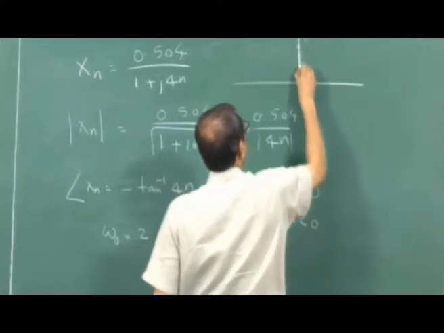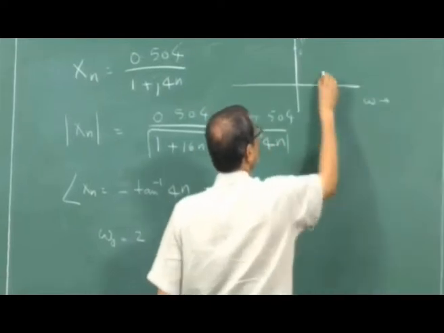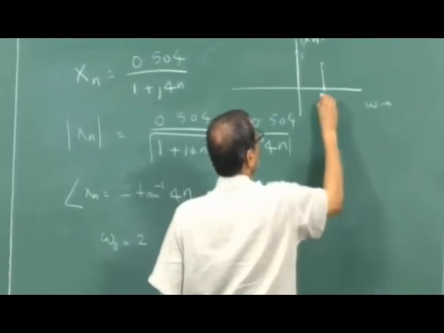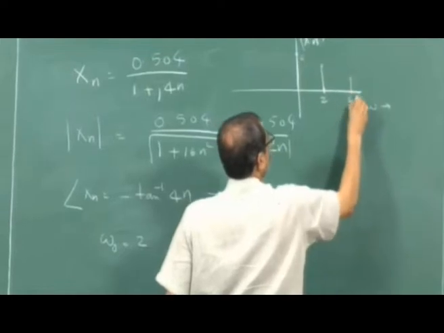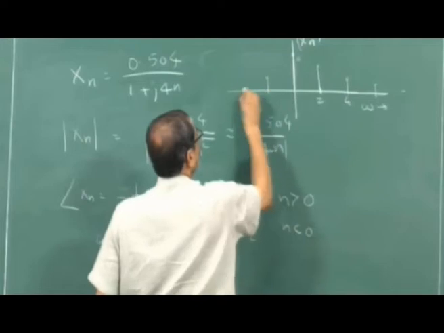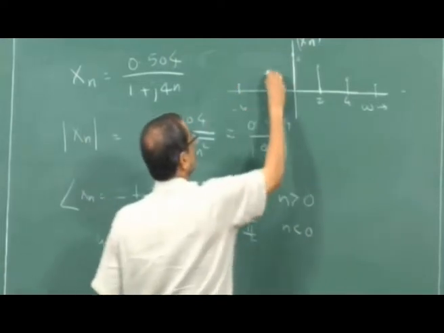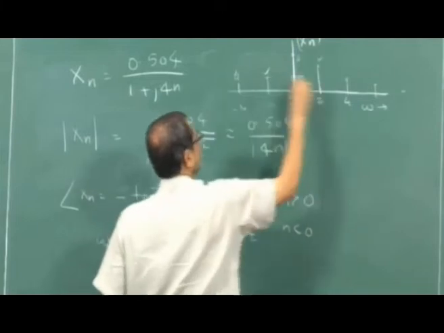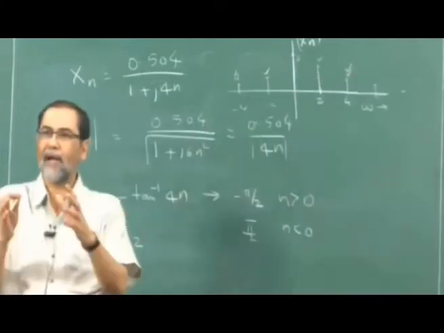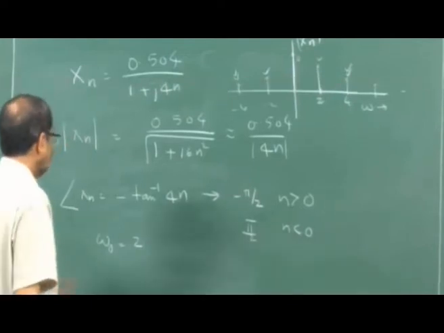So this is 0.504, and this is the omega axis: at omega equal to 2 some value, at omega equal to 4 some value, and omega equal to 6 some value, and so on, and even symmetry because of this. So this is minus 2, minus 4, this height is equal to this height is equal to this height. So that's the magnitude of the Fourier coefficient.